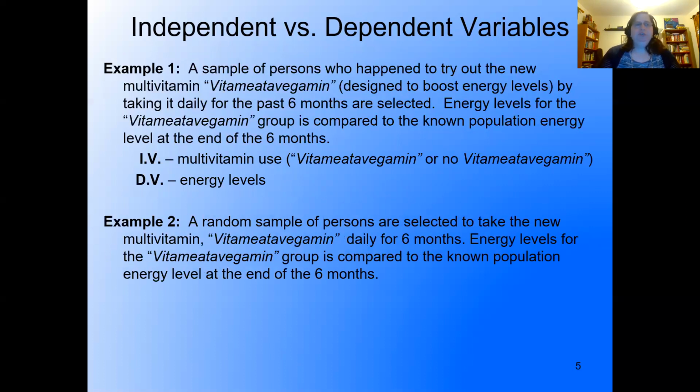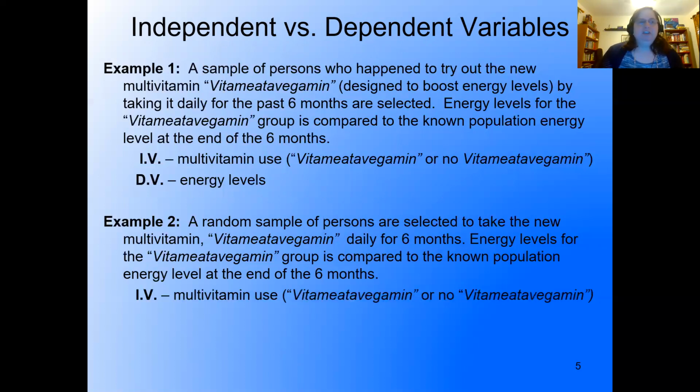Now I'm going to show you a very, very similar example. A random sample of persons are selected to take the new multivitamin, vitamin regimen, daily for 6 months. The energy levels for the vitamin regimen group is compared to the known population energy level at the end of the 6 months. So you may have noticed this is extremely similar to the first example, right? And not surprisingly, same IV, same DV. So what's different?